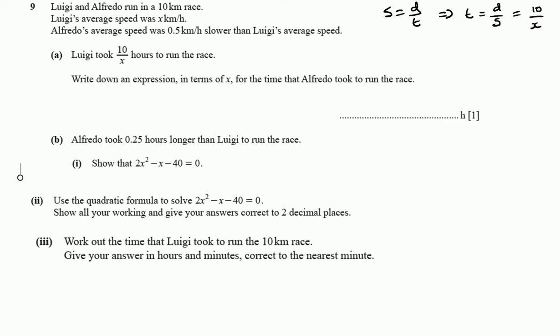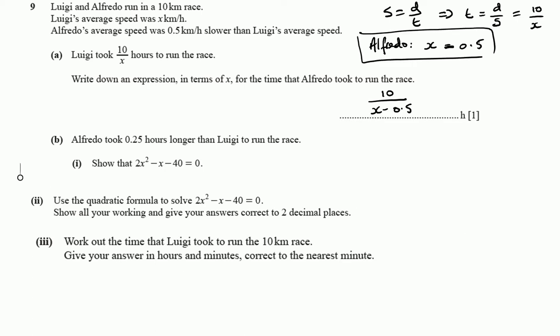Alfredo's speed was 0.5 kilometers per hour slower than Luigi's speed. So for Alfredo's speed, his speed is x minus 0.5. And so therefore the time he took to run the race, he's running the same distance of 10, but his time is 10 over x minus 0.5. And that's the first part of the question.